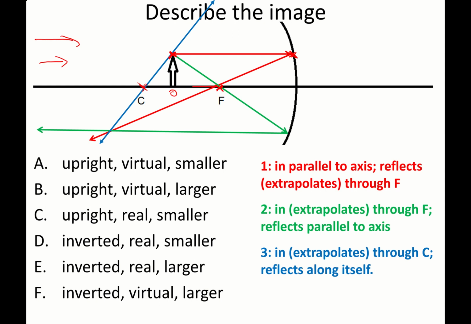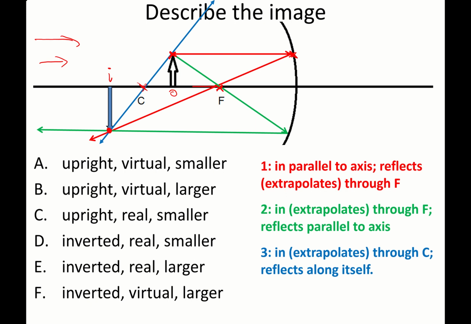All right, so now where is my image? Well, my image is at the point where those three reflected rays meet, so it's going to be at the point over there below the line near the left. And so we're going to draw our image arrow there. It's a good idea to label it as the image. I put the tail of the arrow on the line, and the tip is where the rays meet.